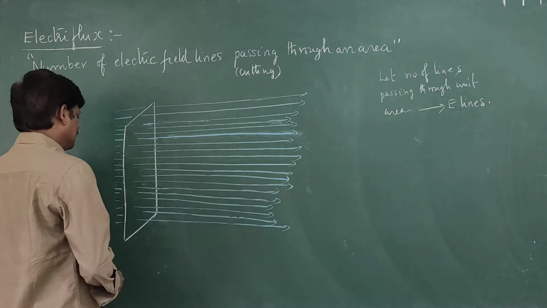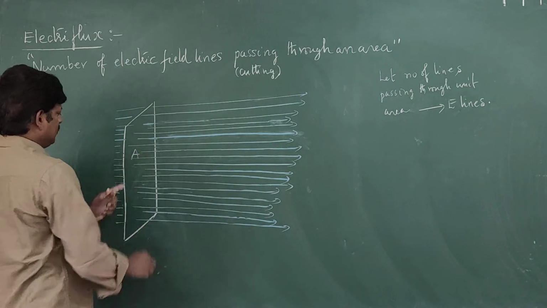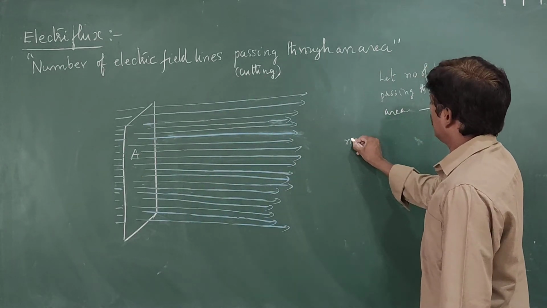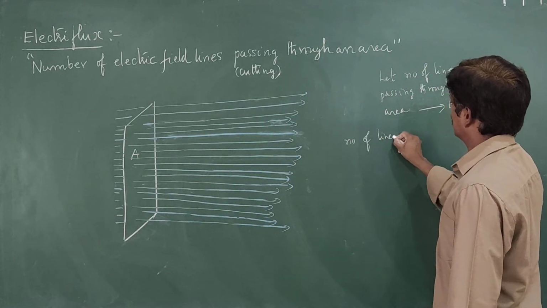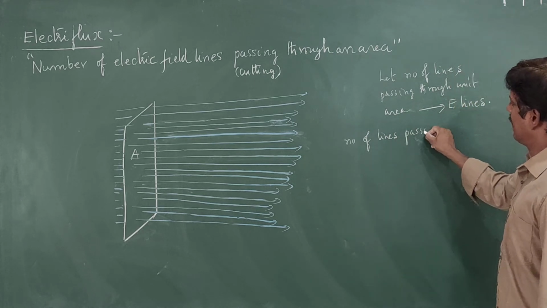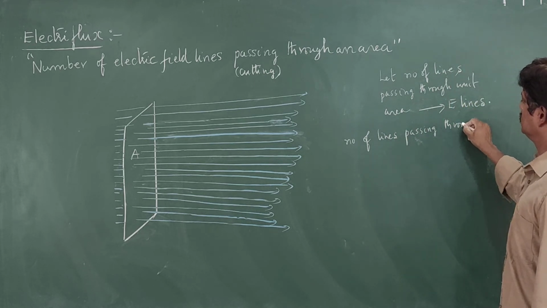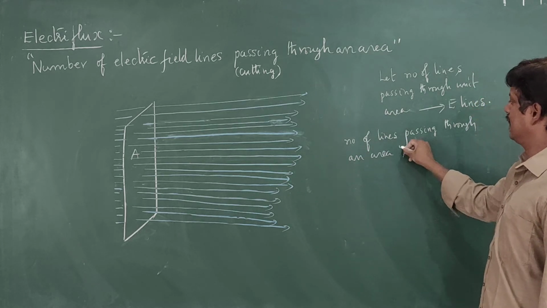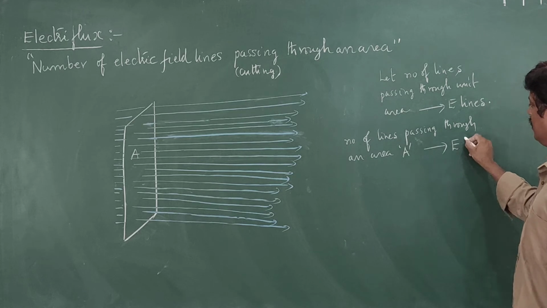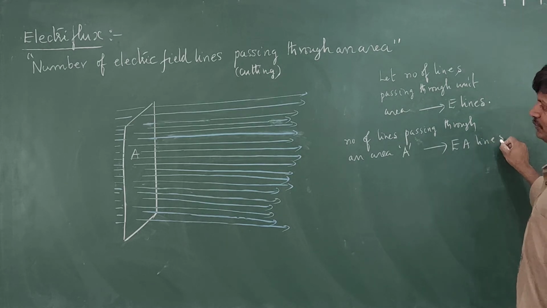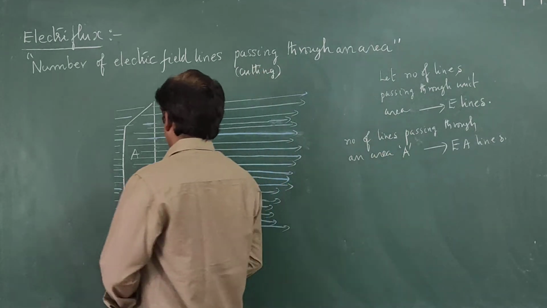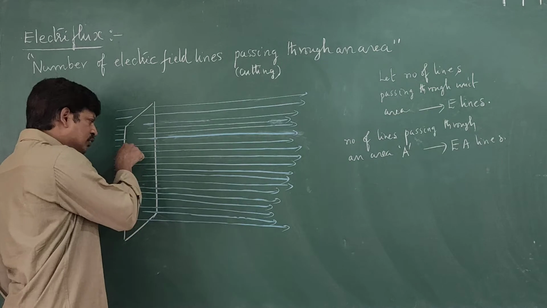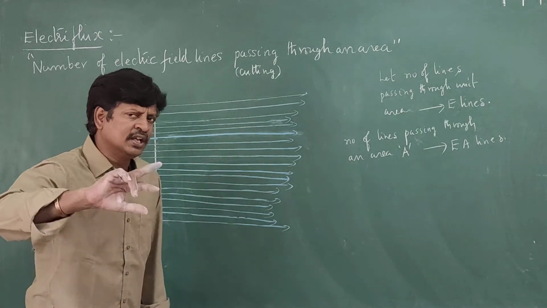Let's say the area of this one is equal to A. Then the number of lines passing through an area A will be equal to EA lines. For unit area, E lines are there. For A units of area, how many lines are there? EA lines.